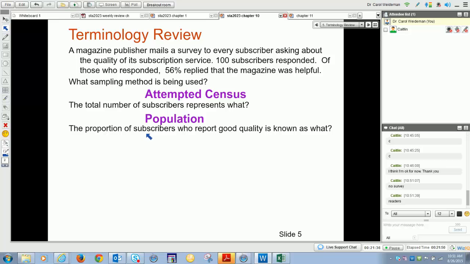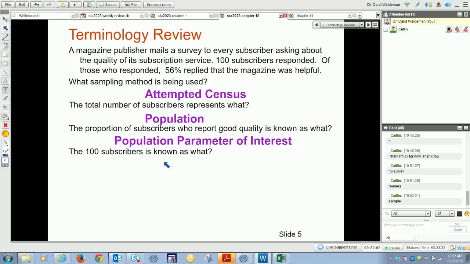And the proportion of subscribers who reported good quality is known as what? What do we call this? What is the thing that we're interested in when we do this survey? We call that the, remember what that's called? Well, we're not talking about the sample yet. This is actually where we're talking about the population parameter of interest. What they wanted to do was talk about the quality of the service. And so when we talk about the whole population, we call that a population parameter of interest.